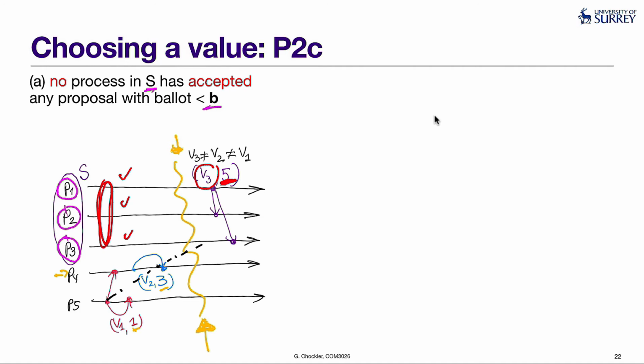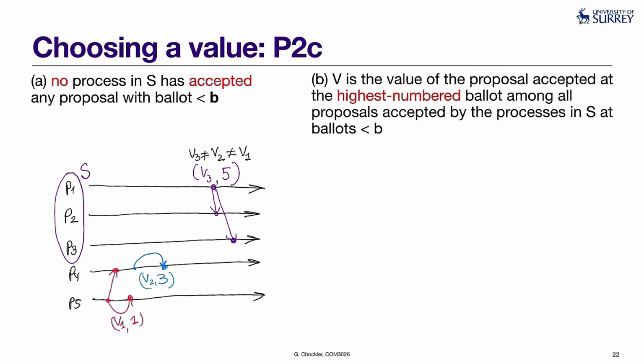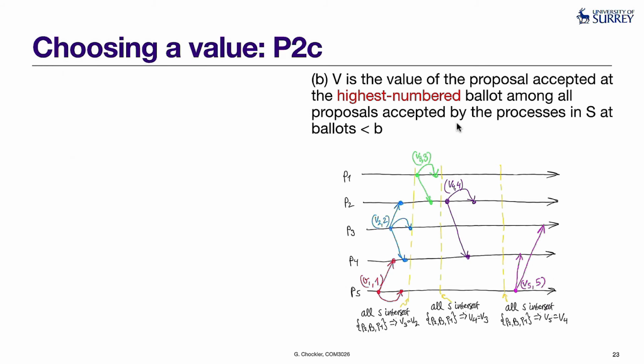Okay, so now let's see what happens in part B of property P2C. So here's an illustration of a possible scenario. So let's have a look in more detail at what happens here. So in this scenario, we have 5 ballots, from 1 to 5. And ballot 1 is led by process P5. Ballot 2 is led by process P3.